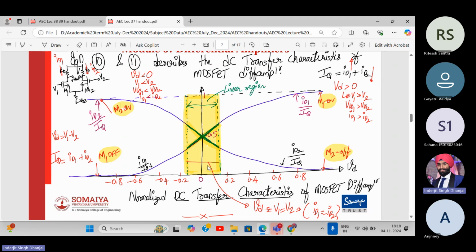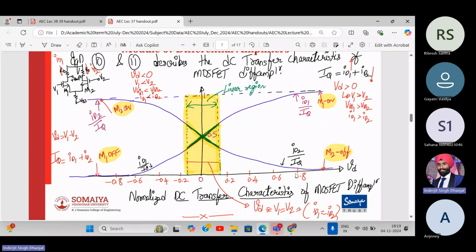We have commented that if the difference between the two inputs, V1 and V2, which is VD, the differential input, is very, very small, only then will both the transistors be on, working in the linear region. So this is the linear region of the characteristics. And if the difference between the inputs increases, one of the transistors will be fully on while the other will be off. That's what we have seen over here.